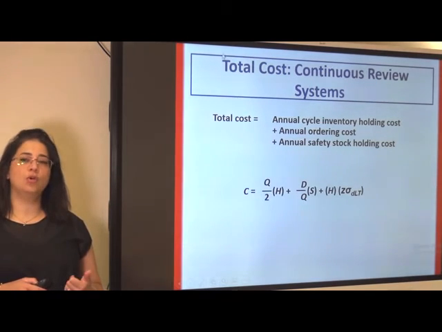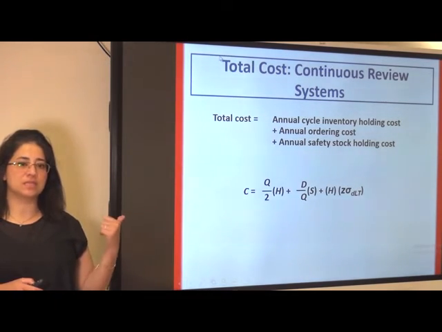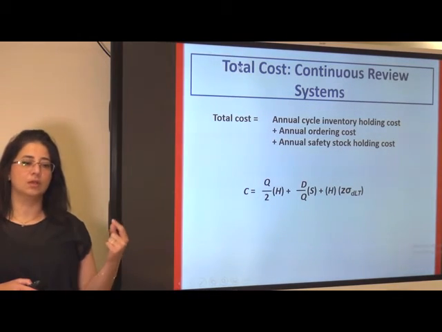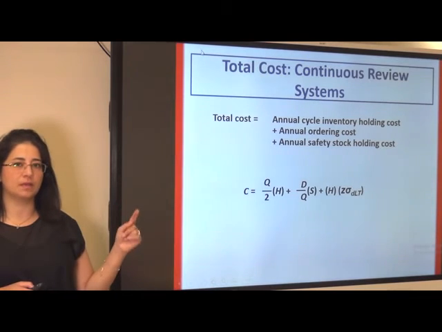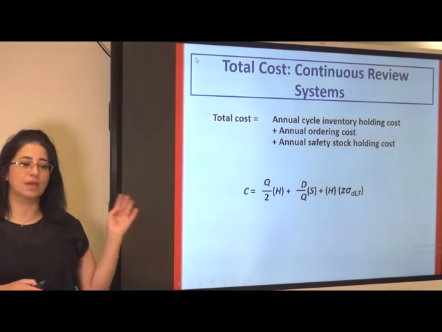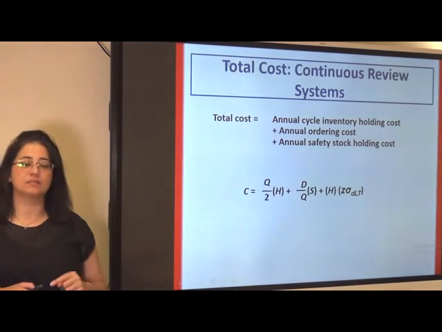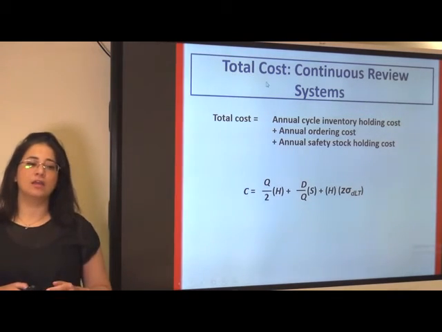Then Q over 2 multiplied by H is the annual inventory holding cost for the cycle inventory, plus D over Q multiplied by S, the total ordering cost, plus H multiplied by safety stock, which is Z sigma demand during lead time, the annual holding cost for safety stock.